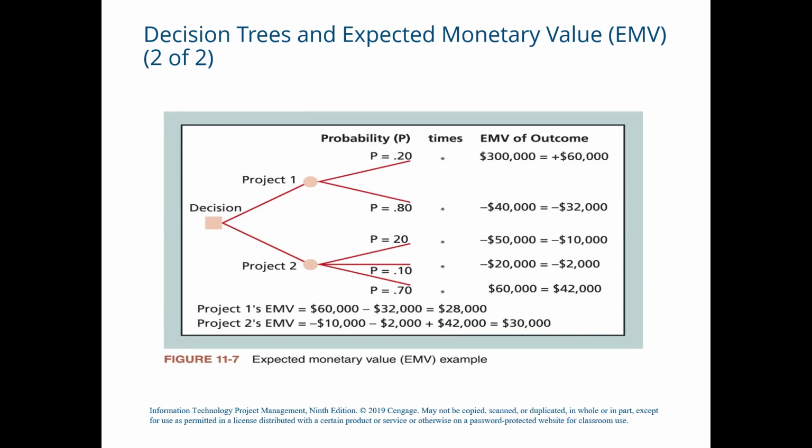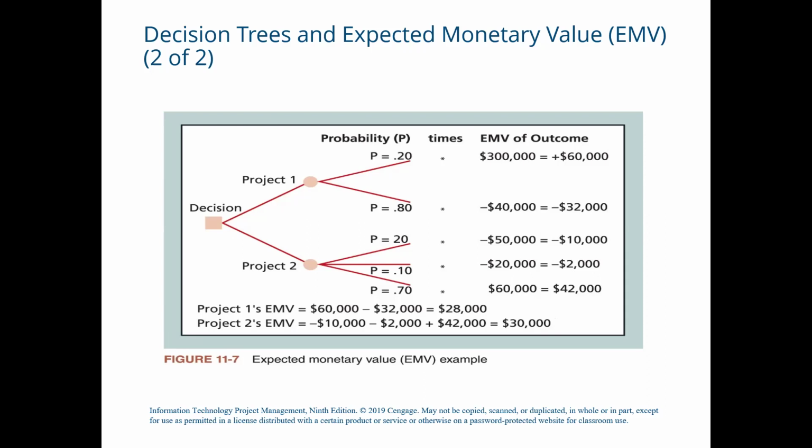So here we can see in the end, we need to make the sum of the respective EMV outcome values. So in this example, you can see adding $60,000 and then minus $32,000. So the EMV for project 1 is $28,000. Similarly, for project number 2, if we add all these values, the EMV for each probability, we get $30,000. So project number 2 has an EMV of $30,000.